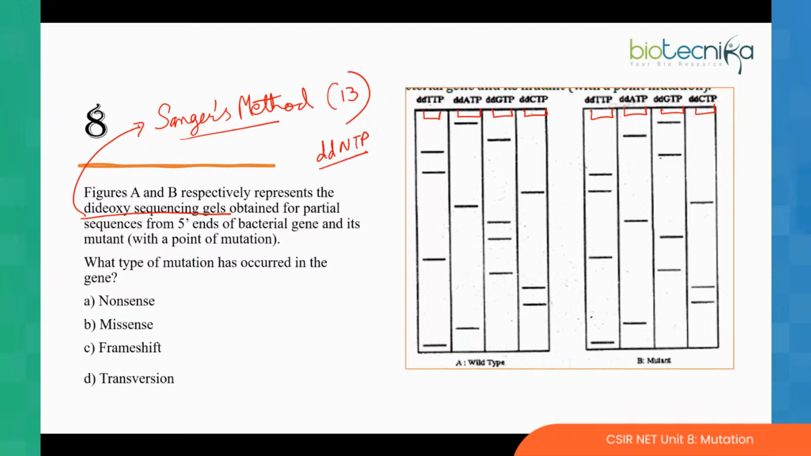Okay, now how do we read the sequence? Wherever the band is coming, in whichever column the band is coming, that nucleotide is present there. So if it is ddTTP's column, the last band is at T, that means at this particular end it is T. Next is in A, so next will be A. Next is G, it will be G. Again G, sorry, not G, I'm so sorry, it is C here. And then C, then G, then T, like that.